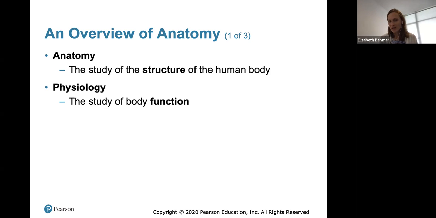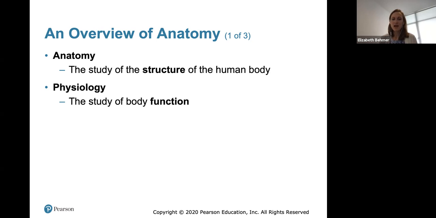So an overview of anatomy, and again, for this PowerPoint you're responsible for all the information, and I'll try to pick out the important things. Anatomy is the study of the structure of the human body. So that's what we're focusing on in this course. I also teach physiology, which is when we learn about how the structures come together and help your body function and do all the processes.